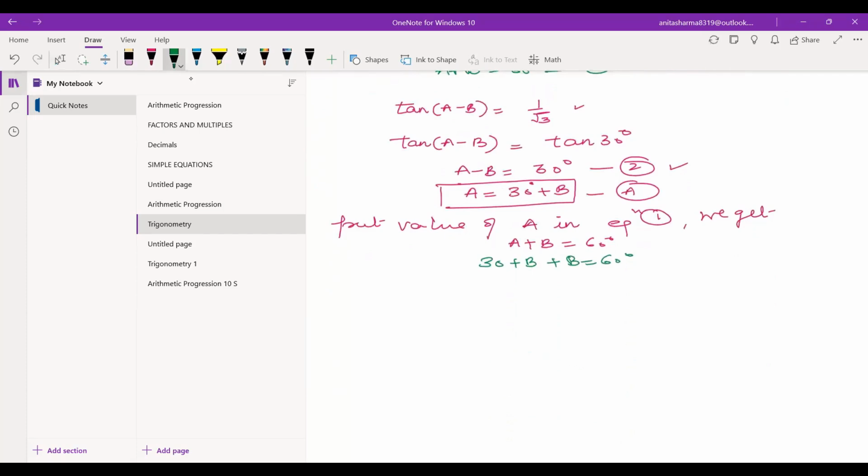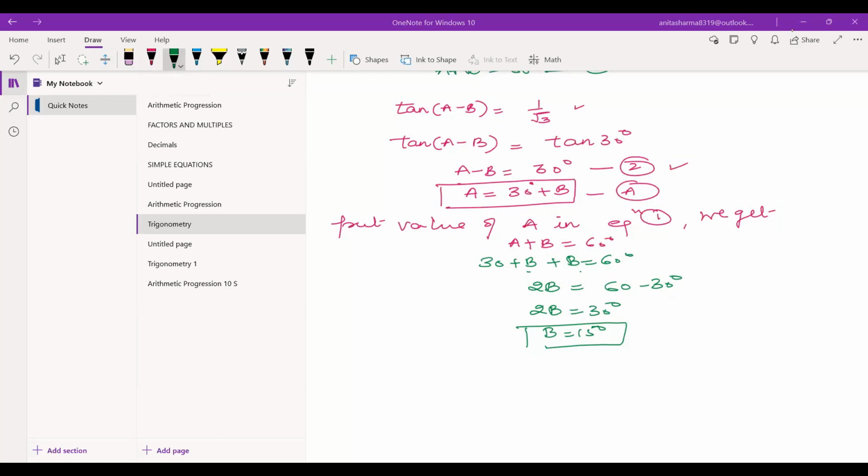Now you will transpose this. So B plus B will be 2B is equal to 60 minus 30. So 2B will be equal to 30 degrees and then the value of B will be 15. So children, have you understood this step? Yes, ma'am. What about others? Yes, ma'am.